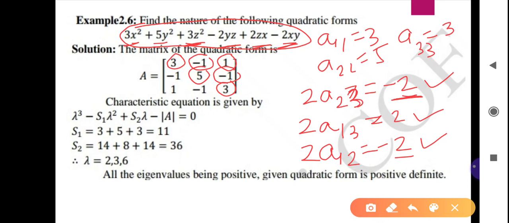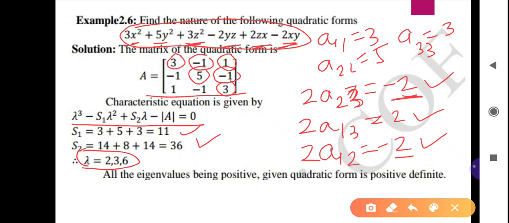So, you will get the upper triangular matrix. Complete this matrix by writing the remaining elements. So, we will get matrix A. Now, you have to find the characteristic equation of this matrix. The characteristic equation is given by lambda cube minus s1 lambda square plus s2 lambda minus determinant of A equals 0. Find out s1, s2 and determinant. After finding this we will get the polynomial in terms of lambda. Solve this polynomial. So, we will get the values of lambda as 2, 3, 6.